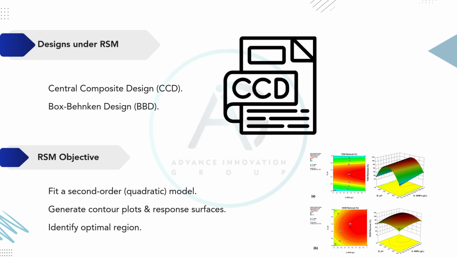a process. Using these designs, we can generate contour plots and 3D response surfaces. These visual tools help us understand how the factors influence the response and where the optimal region lies. Overall, RSM helps us fine-tune processes and make data-driven decisions when we're close to optimization.